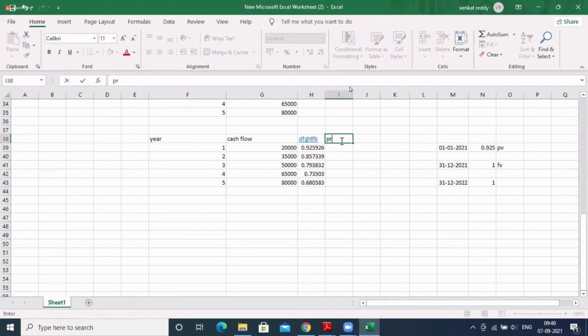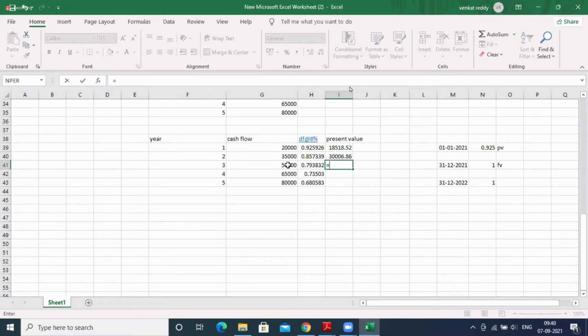Now we can calculate the present value. So it means that the company or the project is giving a cash flow of 20,000 after 1 year. So what is the value of that particular 20,000 in the present terms? So 20,000 into the discount factor. It is 18,580. So same for the second year. 35,000 after 2 years. So what is the value in the present term? 35,000 into 0.85. So it is 30,006.